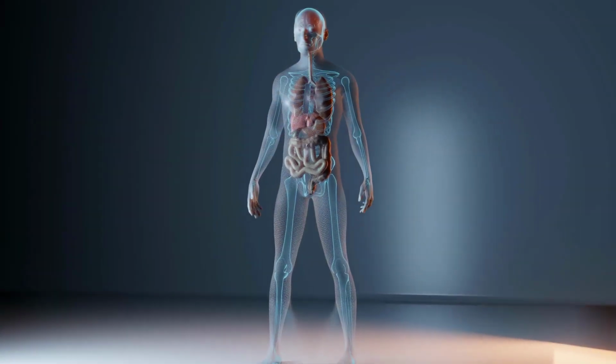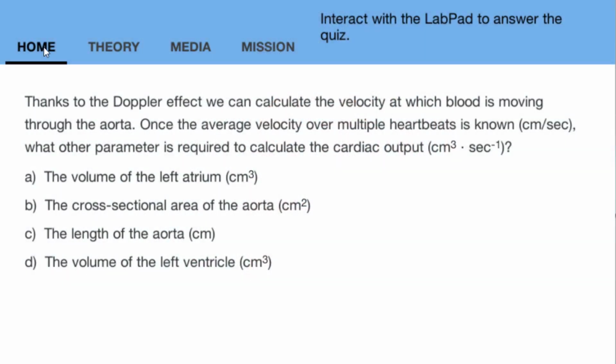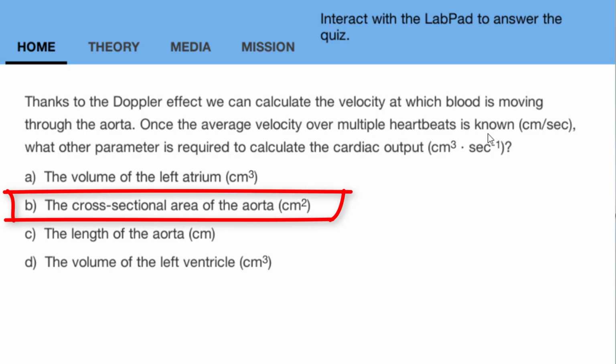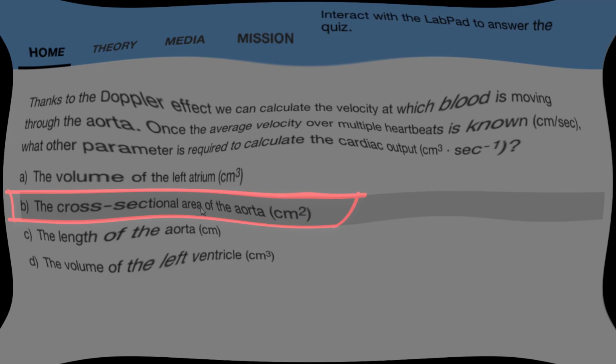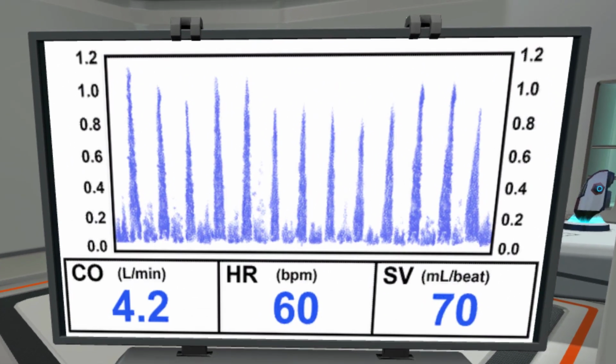Thanks to the Doppler effect we can calculate the velocity at which blood is moving through the aorta. Once the average velocity over multiple heartbeats is known, what other parameter is required to calculate the cardiac output? Exactly. If we want to calculate the cardiac output we need to know what is the surface area of the aorta. We can get that information from previous studies, since it is related to the person's height.